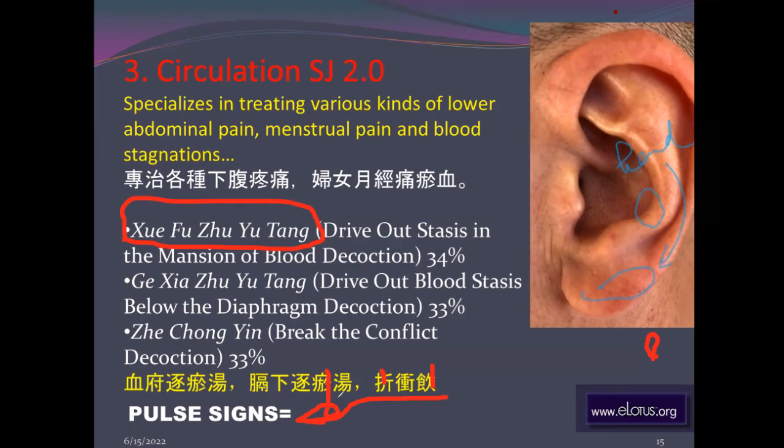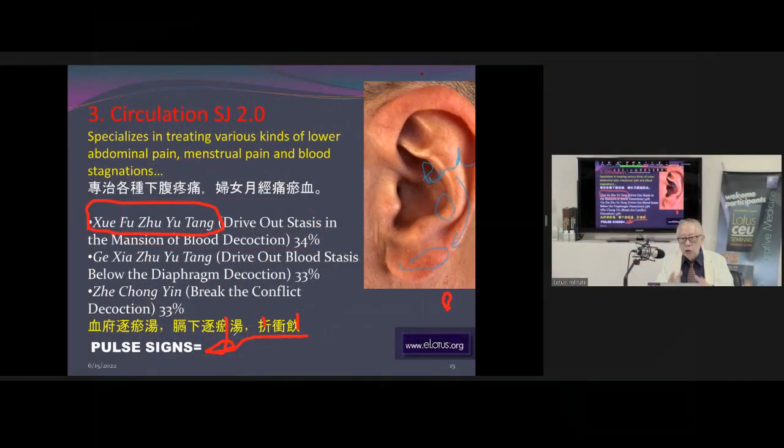If a patient has a problem with sleep, with concentrating or focusing on the job, or has a bad temper or is being bossy or whatever, if all other combinations failed, try this. And also, xuefu zhuyu tang is good for skin conditions, for menstrual problems, even for wanting to have a baby, for digestion, everything. And ge xia zhuyu tang.